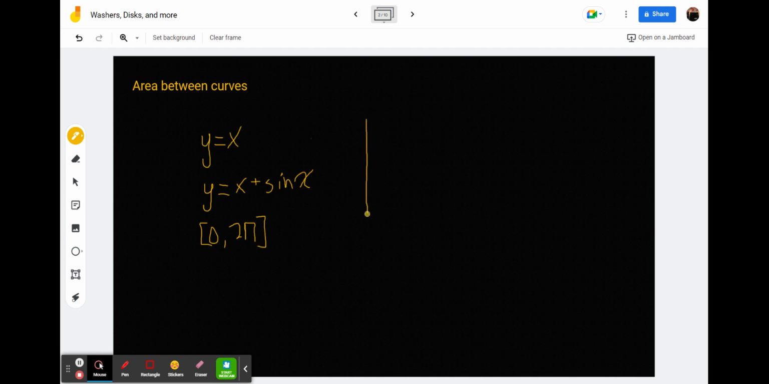So let me draw out the situation. This is y equals x. And y equals x plus sine x should look something like this. Extend this graph. Where this is going to be 2 pi. Now immediately notice that this point right here, which we can calculate to be pi, the y equals x graph overtakes the y equals x plus sine x graph.